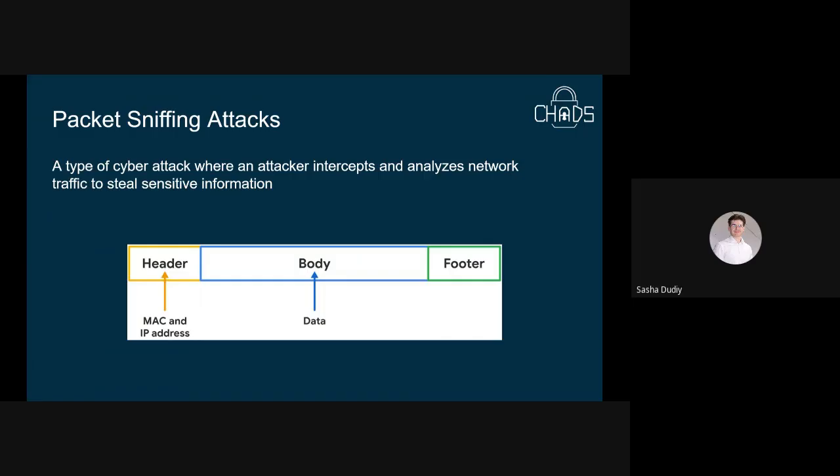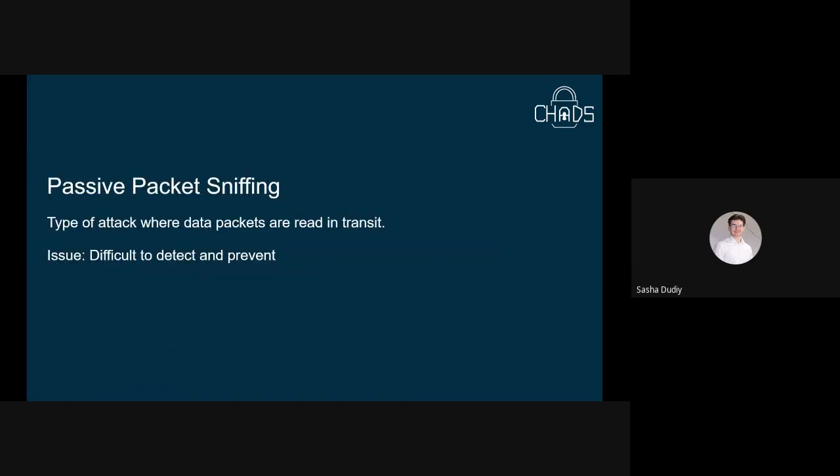Okay, continue on. So we have passive packet sniffing here. It's a type of attack where data packets are read in transit. Since all the traffic on a network is visible to any host in the hub, malicious actors can view all the information going in and out of the device they're targeting. So basically, passive packet sniffing is just seeing what is on the network passively.